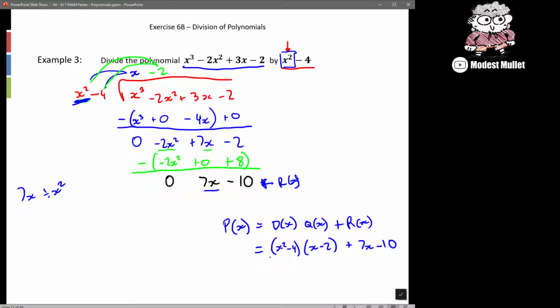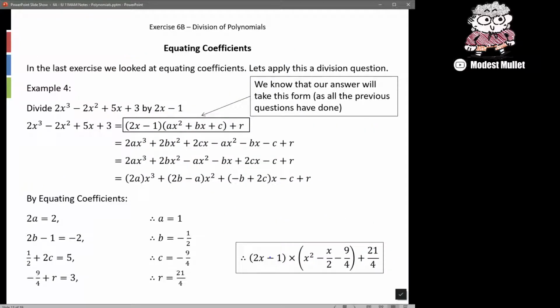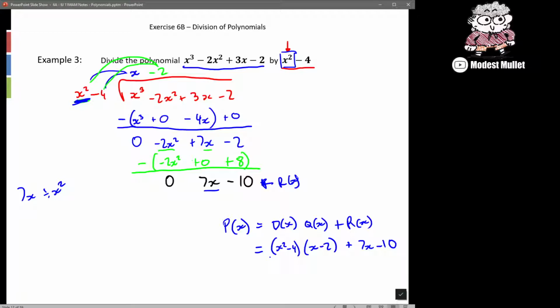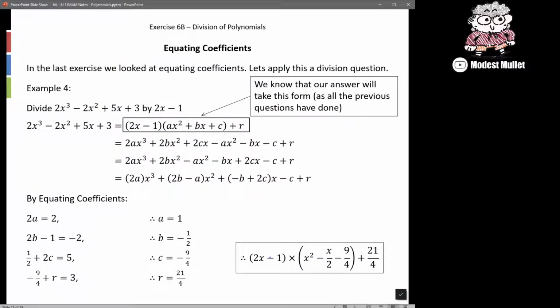So that's it for our examples for long division. Like I said, you can go back and re-watch them. There's also heaps of YouTube videos on how to do this as well. But what we'll go on to now is how to use equating coefficients quickly to do a division.